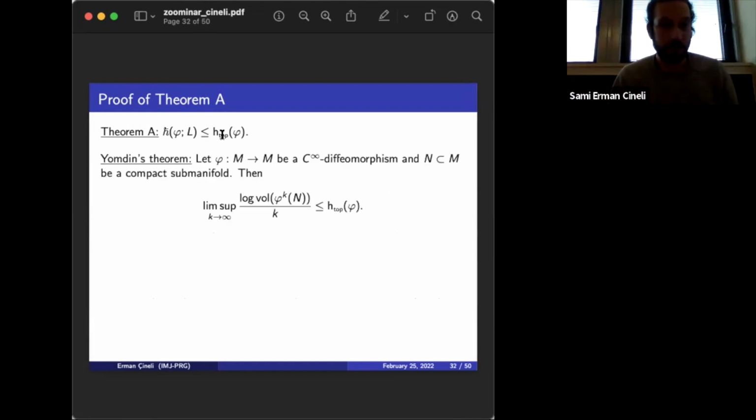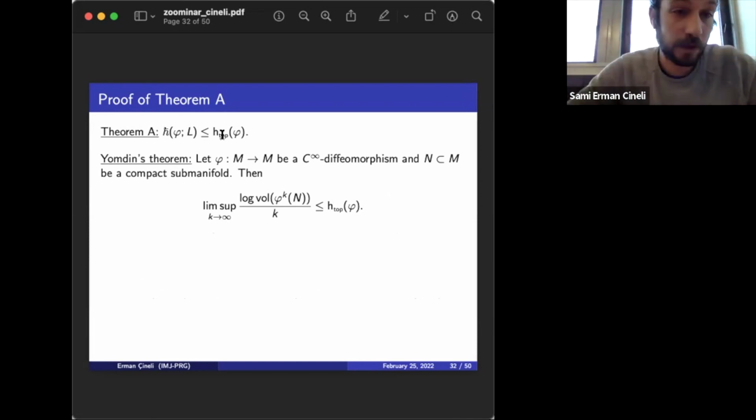Here is one of the ingredients of the proof, Yomdin's theorem, which says the following. Let's take a C infinity diffeomorphism of our manifold and a compact submanifold. Then the volume growth of N under iterations, the upper limit, is bounded from above by the topological entropy. Because we are using this theorem, we assume that everything in the setting is C infinity. Now back to the proof.